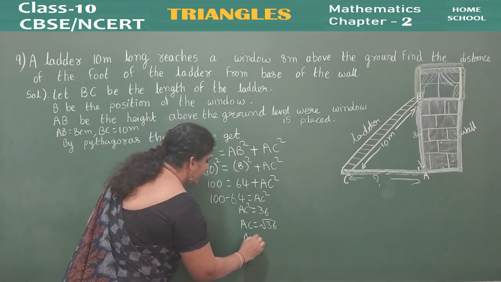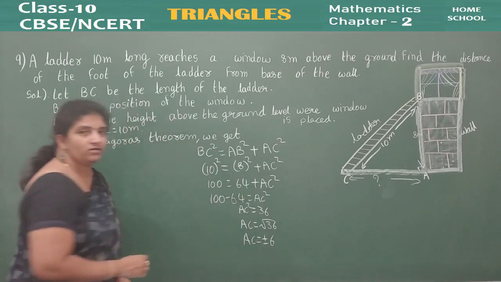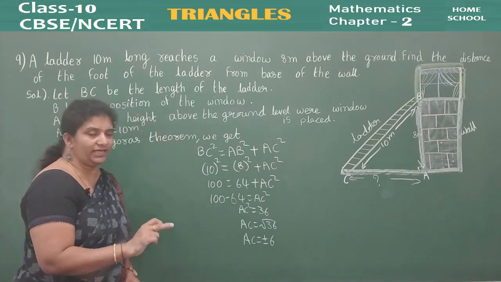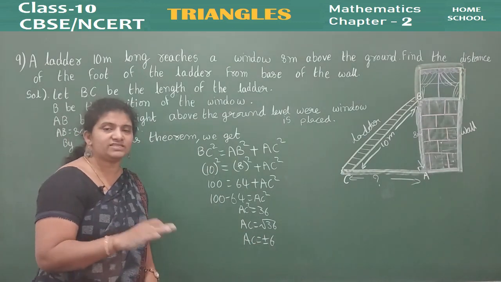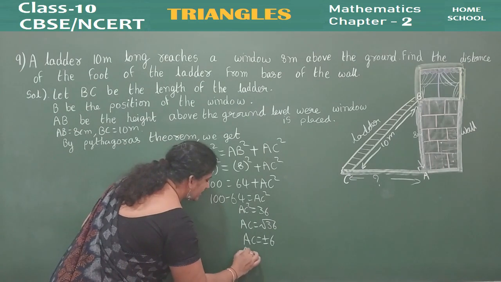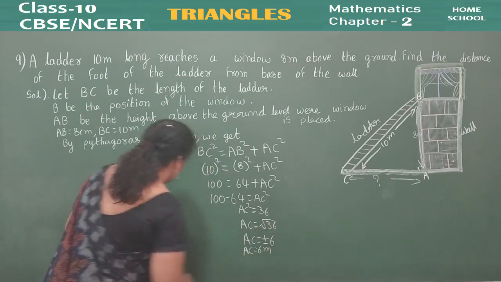36, that will be AC is equal to plus or minus 6. A square root value may be either positive or negative. So distance we always say with a positive value. So finally, what do you say, children? AC is equal to 6 meters.